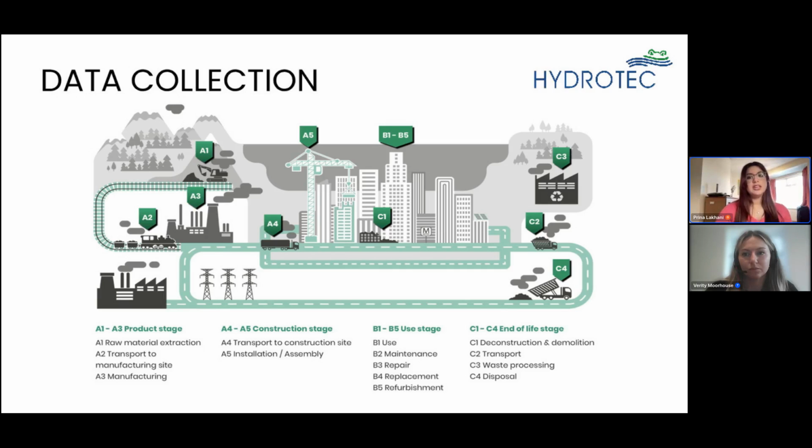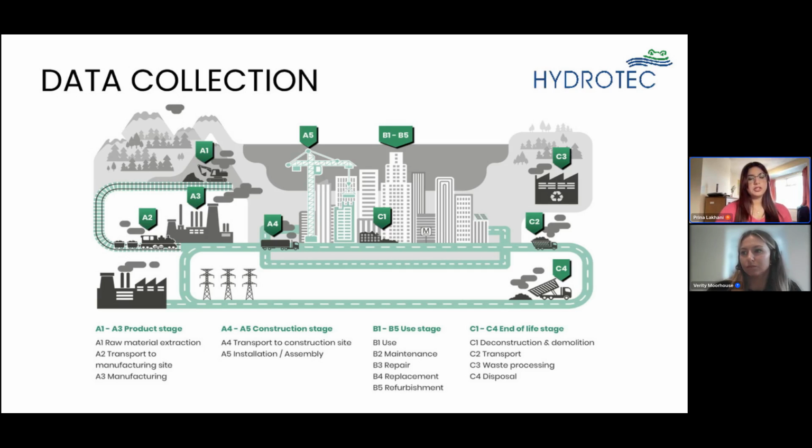A4 to A5 is the construction stage and is about the transportation and installation of the product, including the disposal of the packaging. We had limited data for this and used an approximate distance from our manufacturers to London because our manufacturers are in Germany. We sell our equipment across the whole of the UK, so we couldn't really use a more specific distance, but if you can, it is better to.